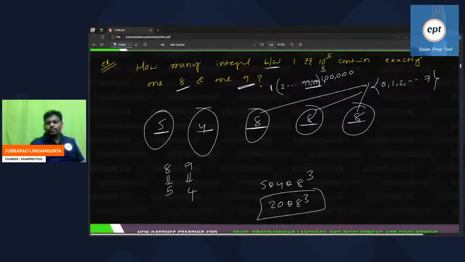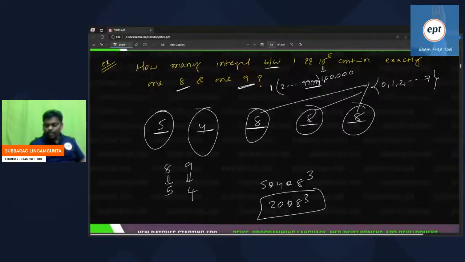How many integers between 1 to 10 power 5 contain exactly one 8 and one 9? 8 having 5 possibilities, 9 having 4 possibilities. Remaining all, if you see, 8 possibilities. So totally 5 into 4, 20 into 8 cube.